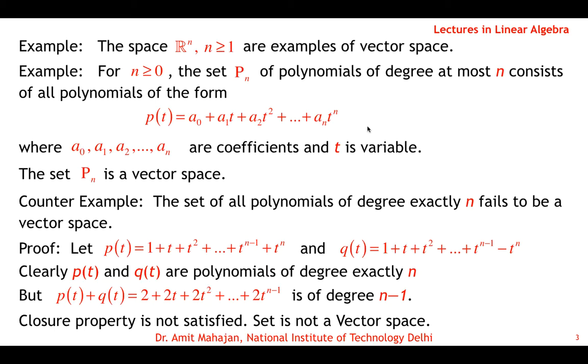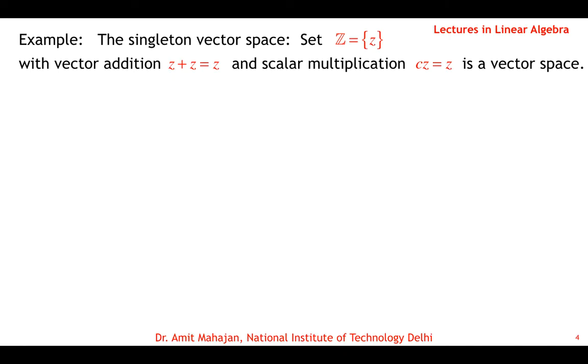Now take one more example, where the example is the singleton vector space. It says that the set Z, which contains only one element z, with the vector addition operation defined so that z plus z is z, and the scalar multiplication operation defined as c times z is z for any scalar c. Then this set capital Z is a vector space.